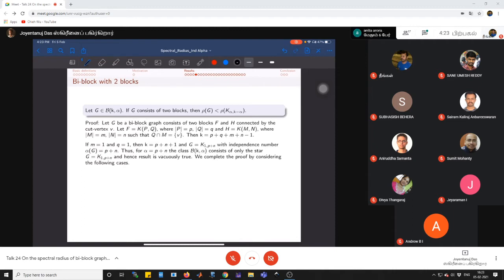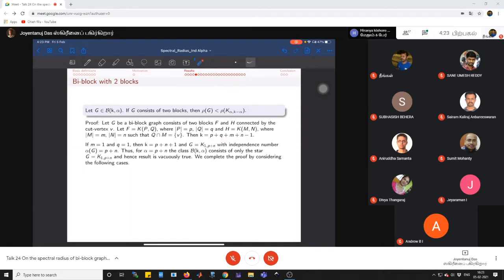Here also we are taking the two blocks to be F and H. They are connected at a cut vertex V, and the relations are the same. That is, the orders of the partitions are P, Q, and M, N. One can check that the total number of vertices is K, that is nothing but P plus Q plus M plus N minus 1.